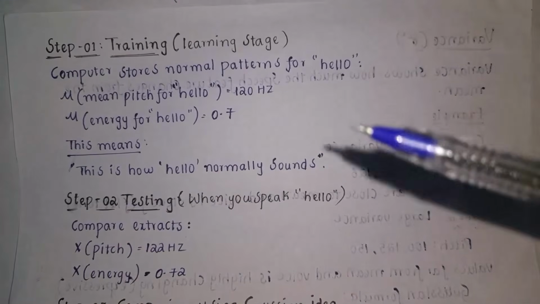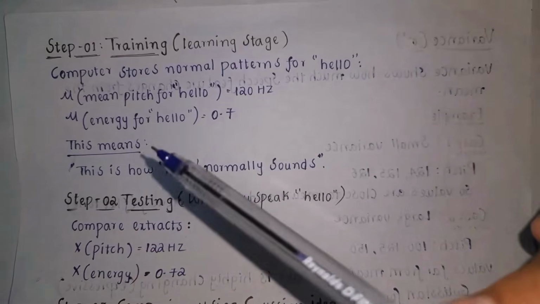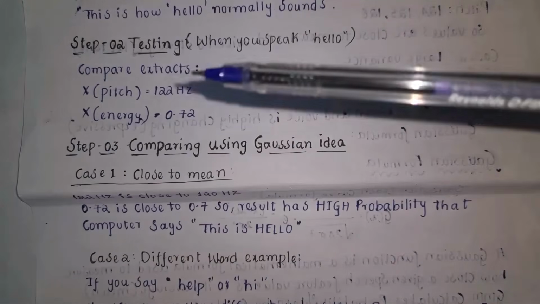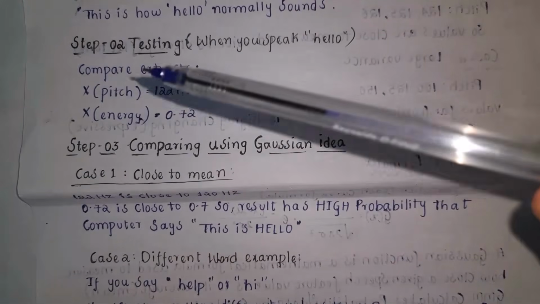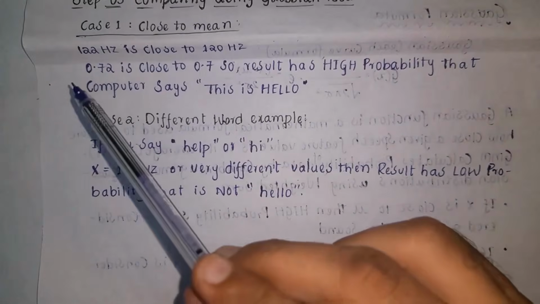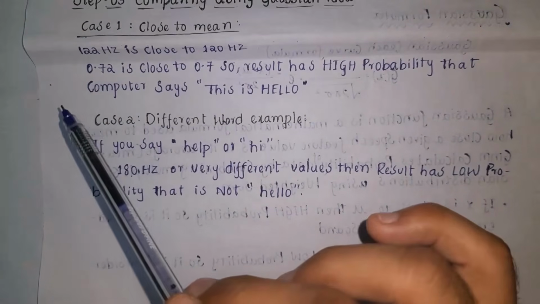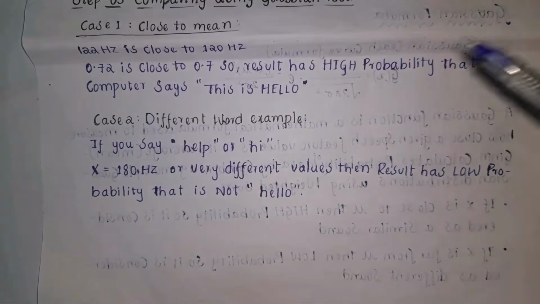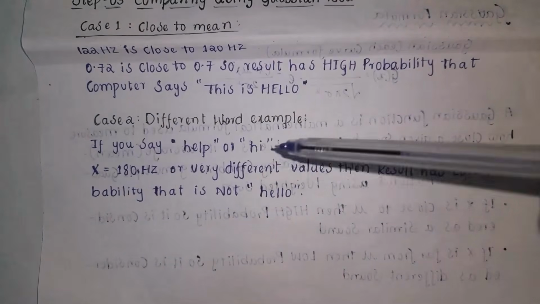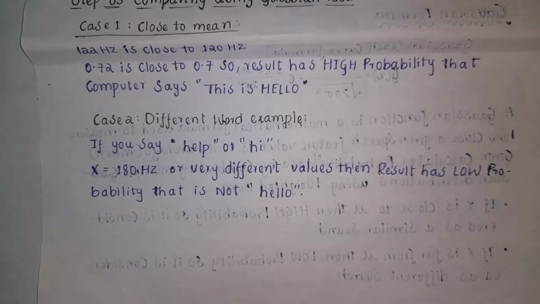This is an example. Our model is trained so that for hello, the mean pitch is 120 Hz and energy is 0.7. And whenever I speak hello, this model will extract features like pitch is 122 Hz and energy is 0.72. These both values are compared, and if the values are nearby, then there is a word match. So 122 Hz and 120 are both close, and 0.72 and 0.7 are both close. So probability is high. The system will say that this is hello. For example, whenever we say hi and hello, both are compared, and there is a huge difference in pitch and energy. So there is low probability, and the system will identify that the word is not hello.